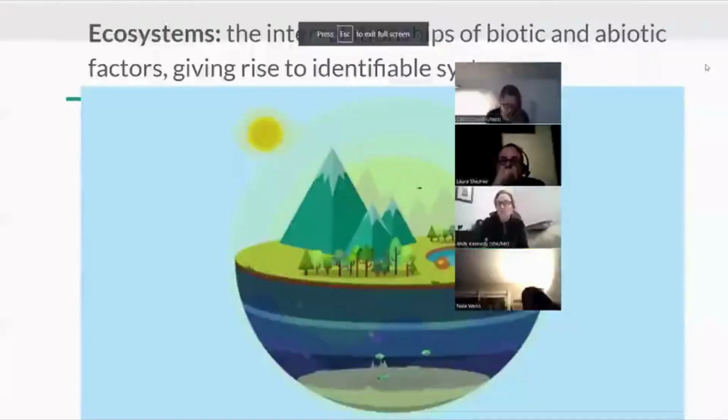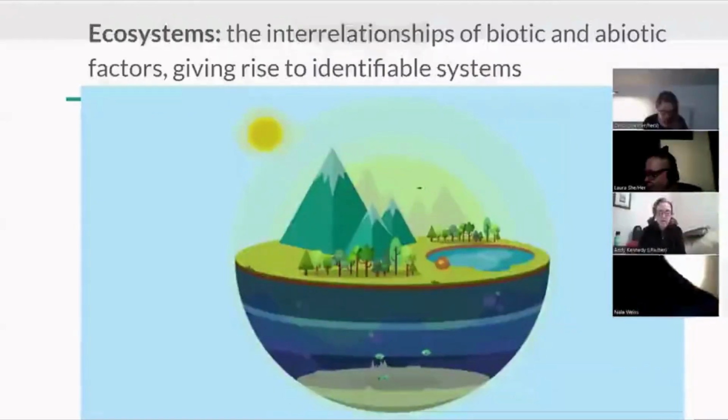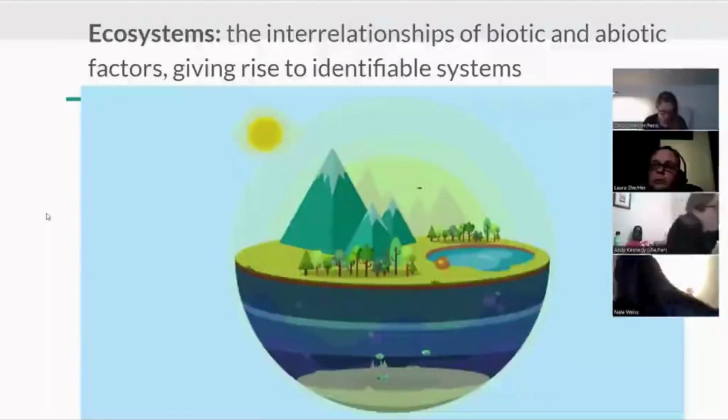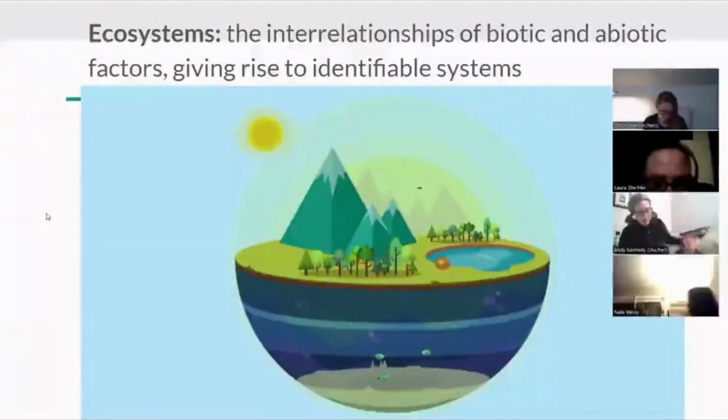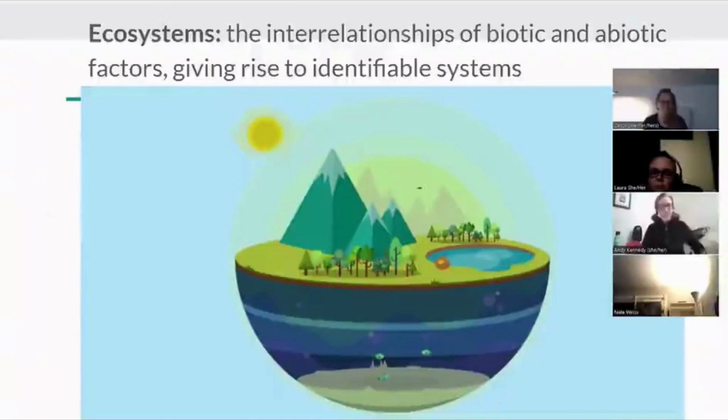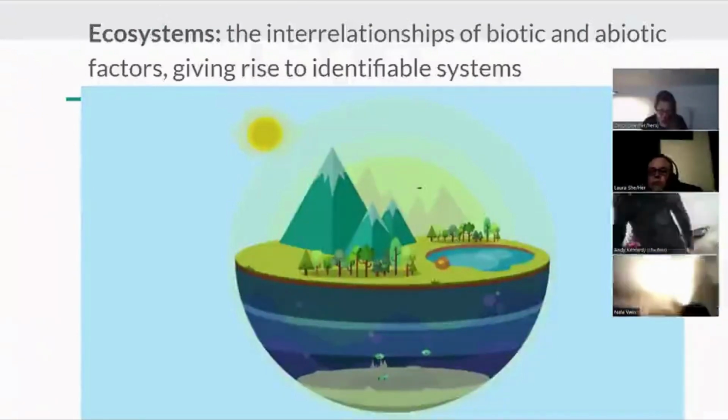Okay, so what we were discussing was ecosystems. We just learned about abiotic and biotic factors. Now let's talk about what an ecosystem is.